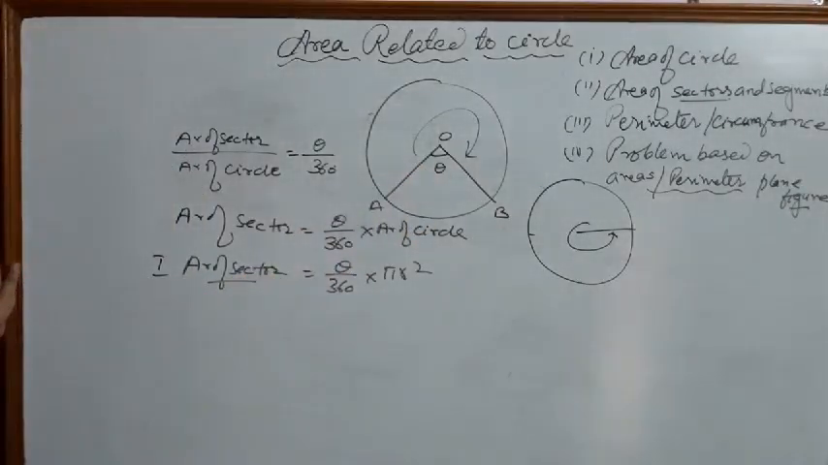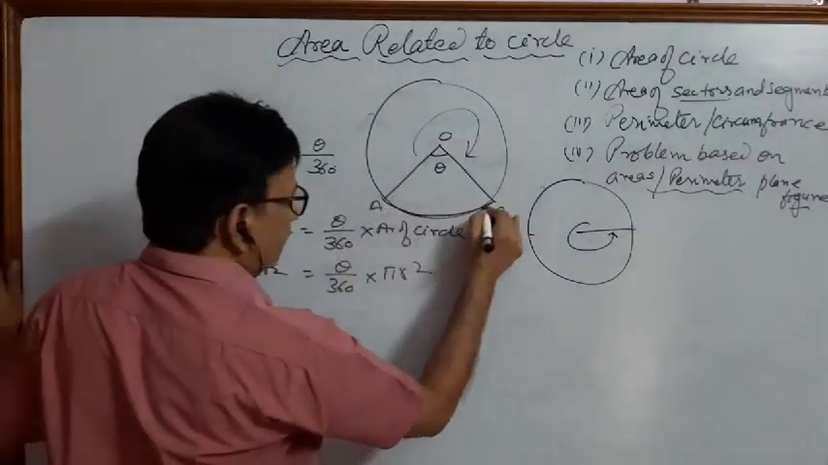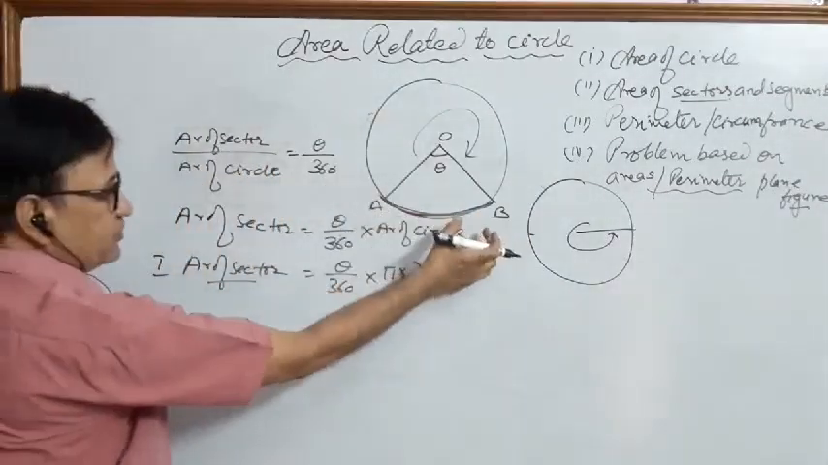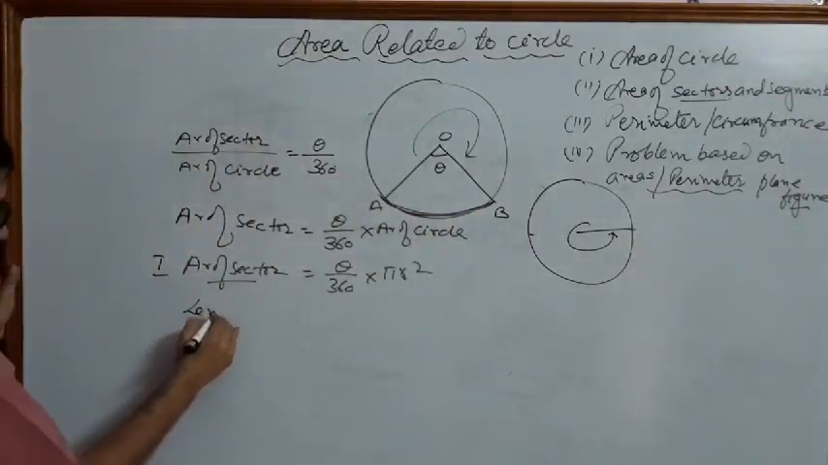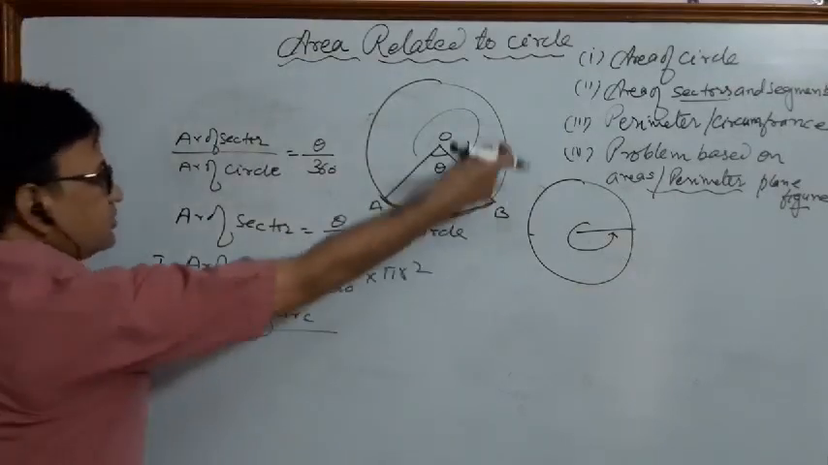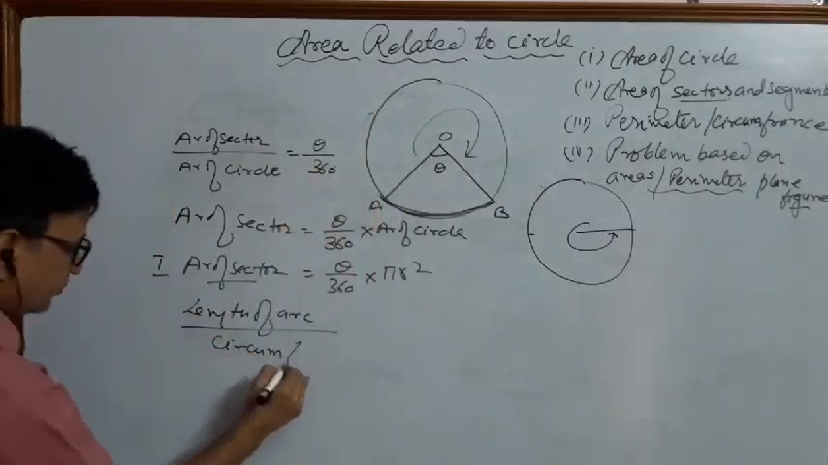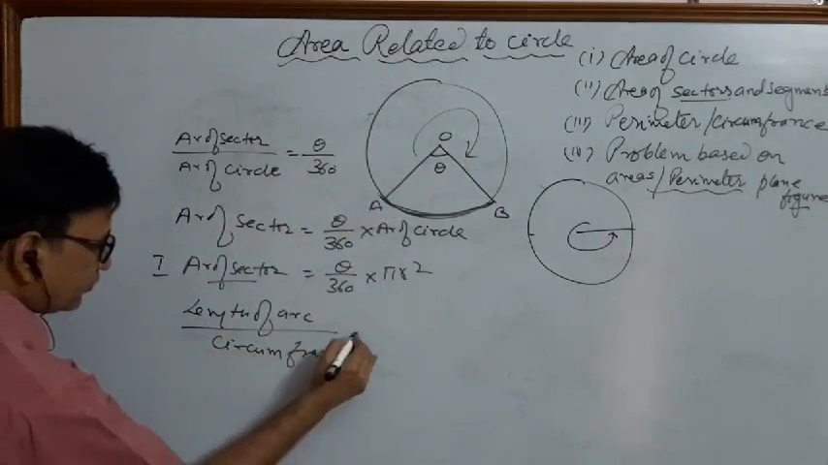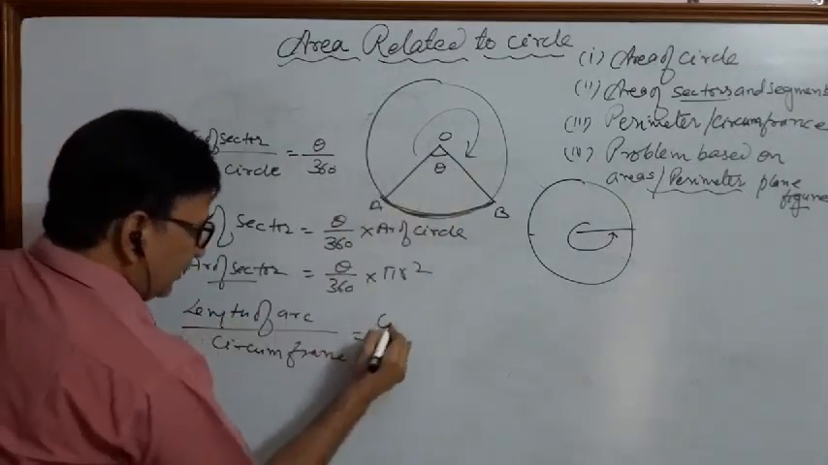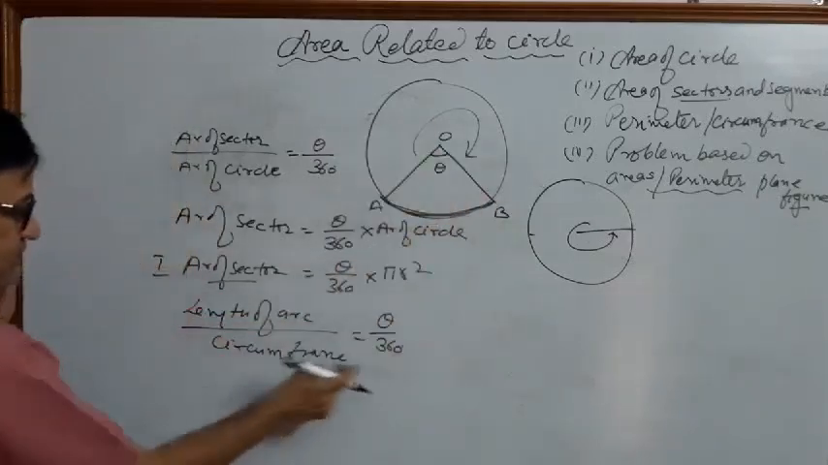Now see, length of arc. This is known as the arc. Arc of the circle, circumference, is known as arc. So we write here length of arc upon this complete circumference, equals to length of arc. If you see, the angle becomes theta, and here 360 for complete circumference.